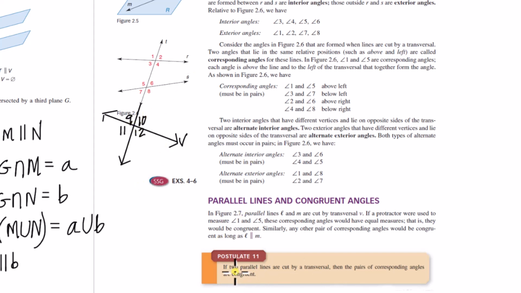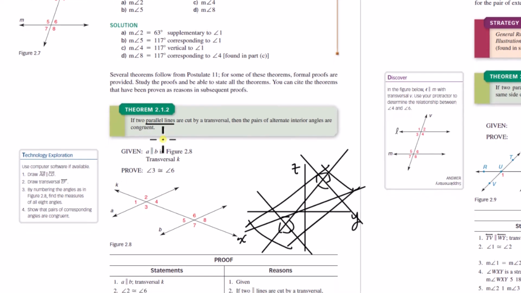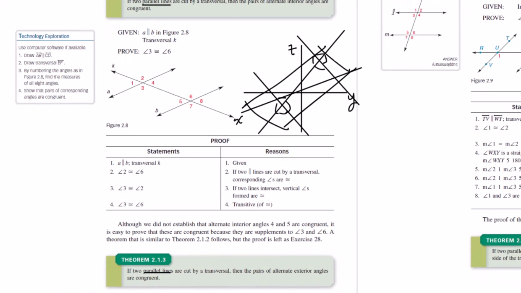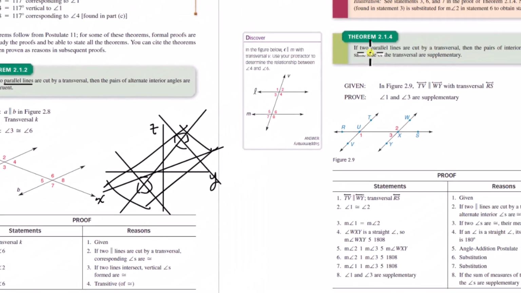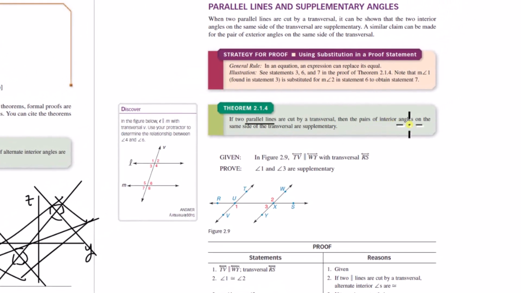So if two parallel lines are cut by a transversal, then the corresponding angles are congruent. Parallel lines, alternate interior angles congruent. Parallel lines, and same here. If two parallel lines are cut by a transversal, then the pairs of interior angles on the same side of the transversal are supplementary. So not the alternate interior angles, the non-alternate, however you want to call it, they're supplementary.